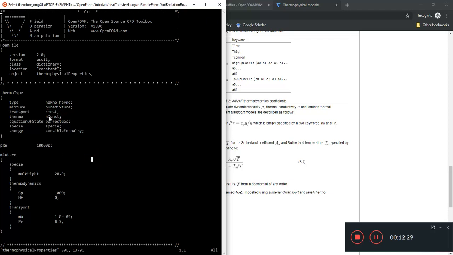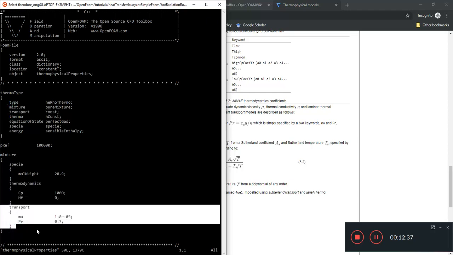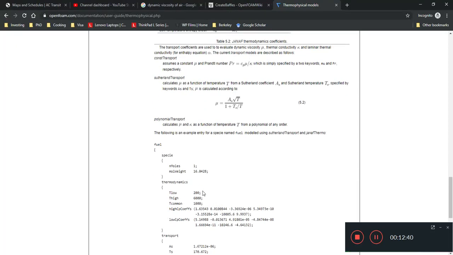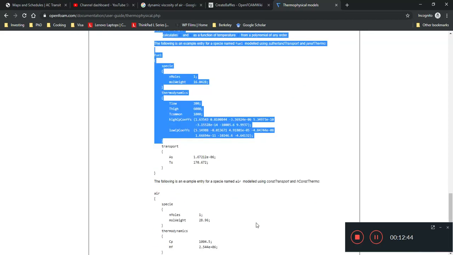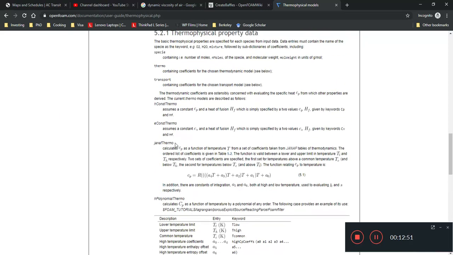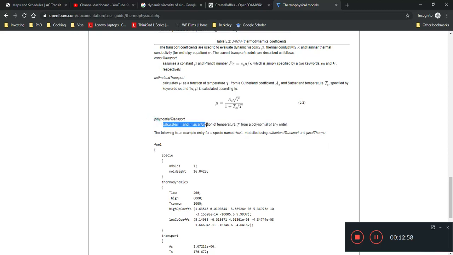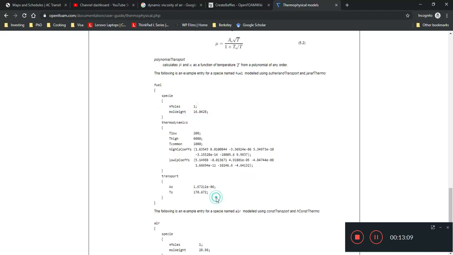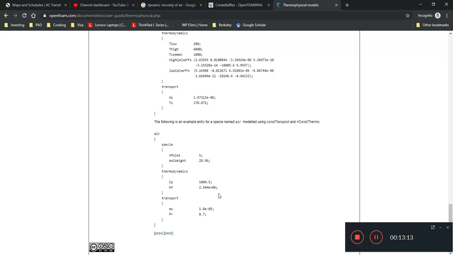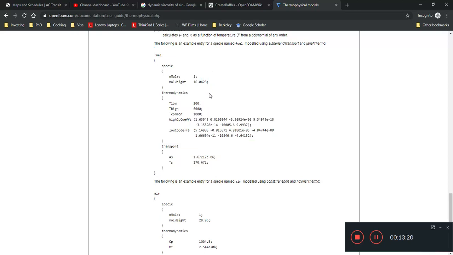So you can see, for thermodynamics, you have to define the CP and HF. For the transport, you have to define the mu and Prandtl number. Of course, you can have other polynomial functions as before. As much as you can calculate thermodynamic properties such as CP based on temperature, you can define mu and kappa, which is part of the Prandtl number anyway, as part of a temperature function, which is more realistic, but you don't really need that complex a model for air.